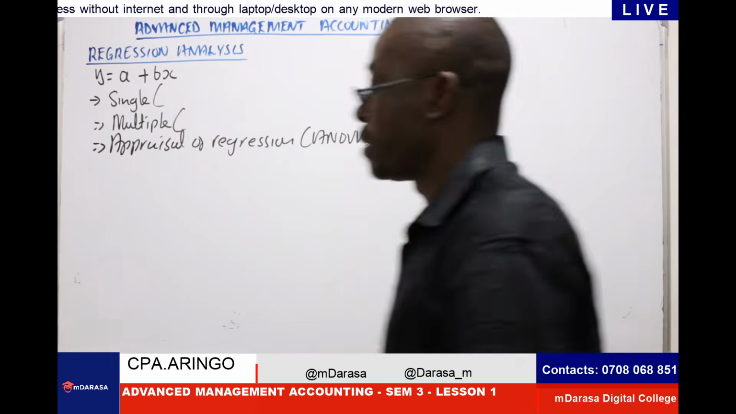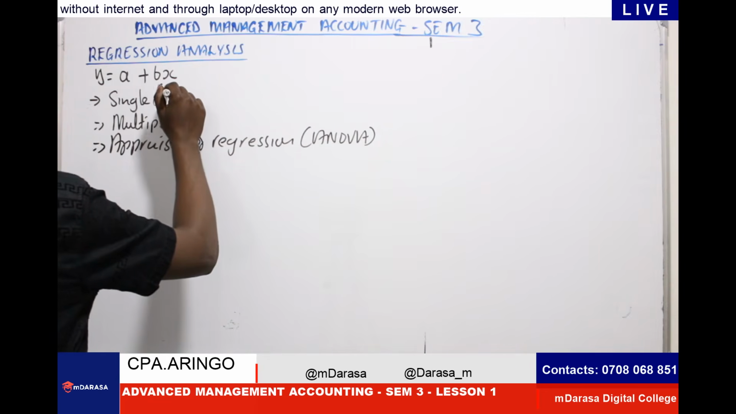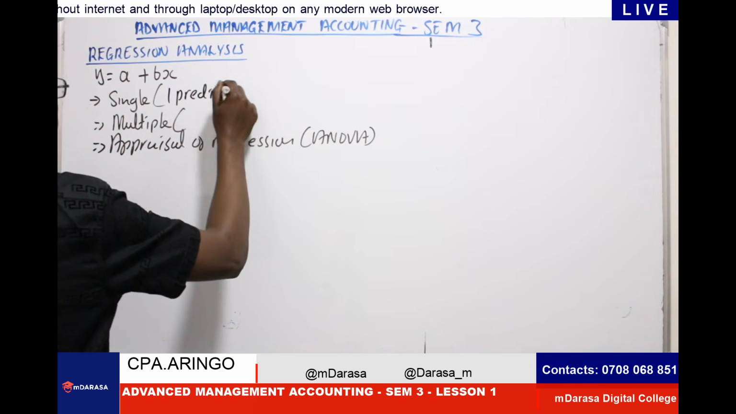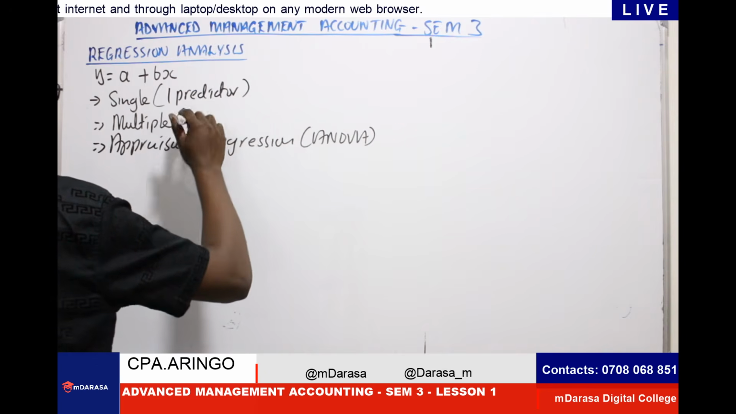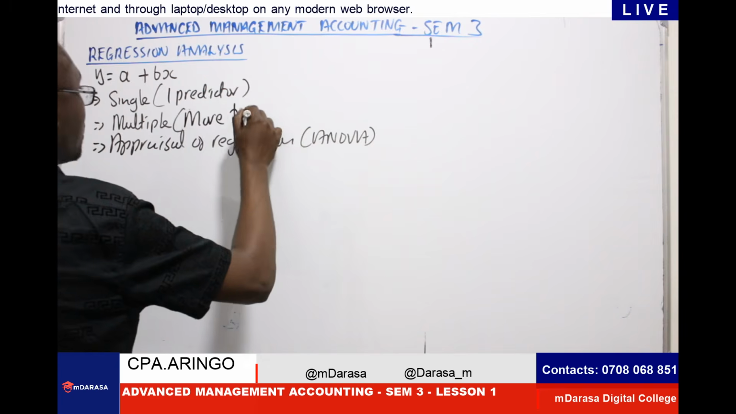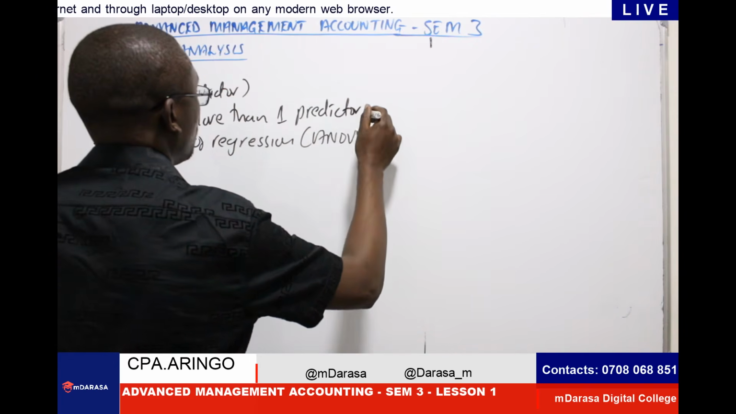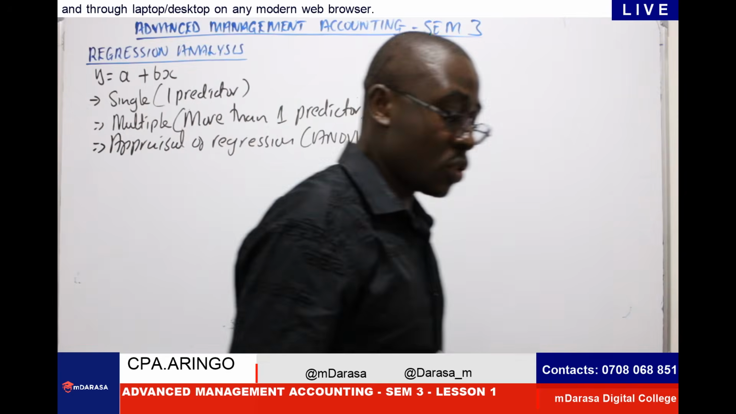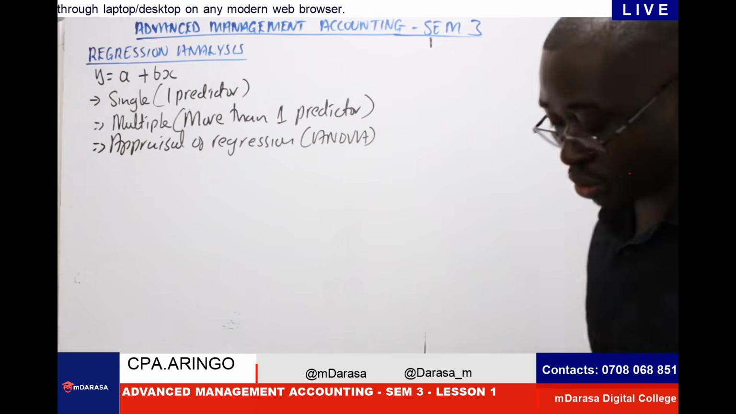So single, Mwalimu is saying that we are considering a situation whereby I'm only talking about one predictor, and in the multiple case we're looking at more than one predictor variable. What you are considering simply are the values of x. So what is the main element behind regression here?